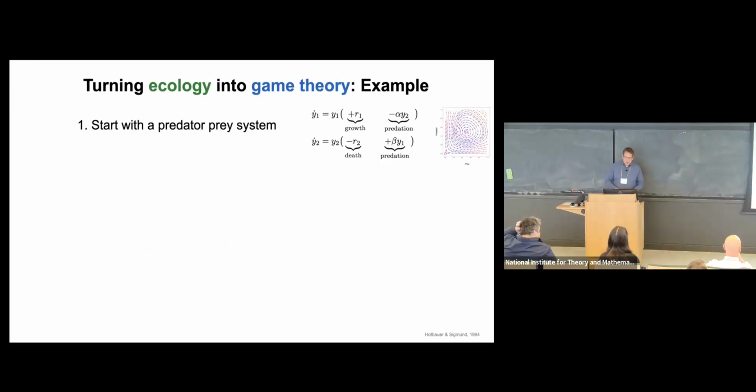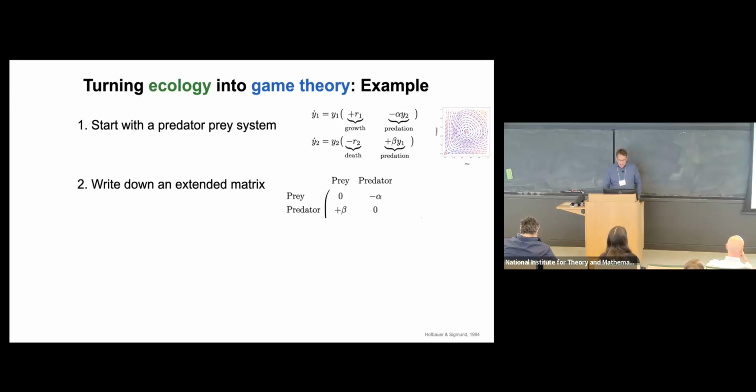So if you want to turn this into game theory, the proof is a bit more complex, but it's not very complex, you can write it down on one page. But I just want to say, what's the recipe? The recipe here is you start with a predator-prey system. You write down this matrix first between prey and predator. I said self-interaction terms are 0, so the diagonal is 0. I have these two off-diagonal elements that are, in my example, alpha and beta.